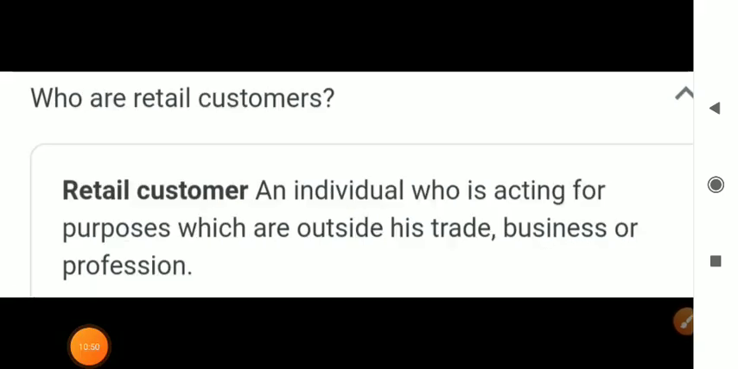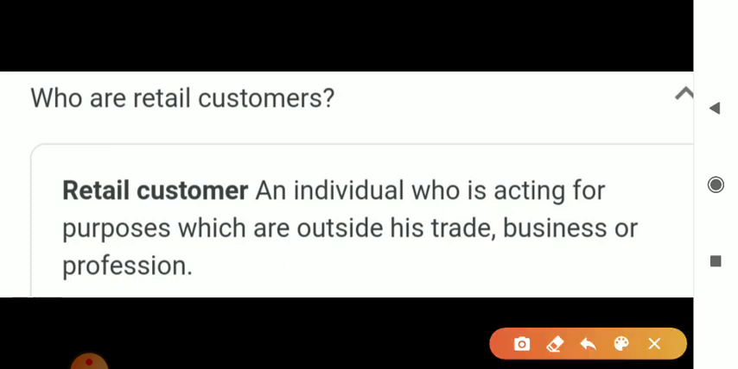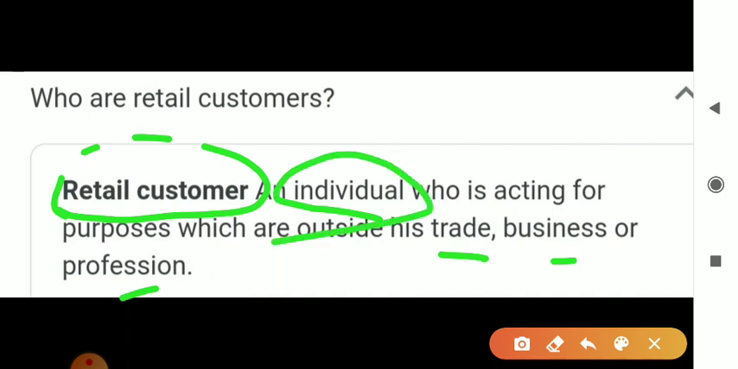So next, who are retail customers? Normally, any individual who is acting for purposes which are outside his trade, business and profession. So any individual dealing with any types of deposit or credit related purposes is a retail customer of the financial institutions, apart from his trade, business and profession. If he is not doing anything trade related or business related, and he is doing something for personal purposes, then that is related to retail customers, retail banking related customers, right?